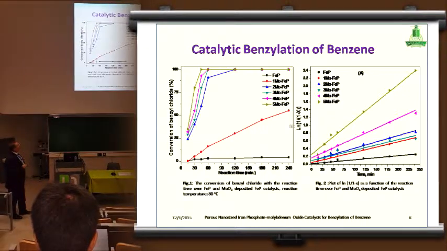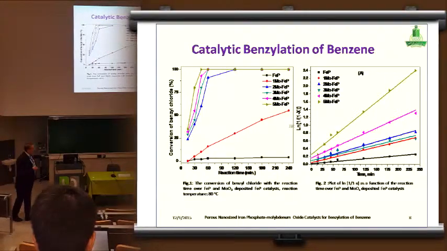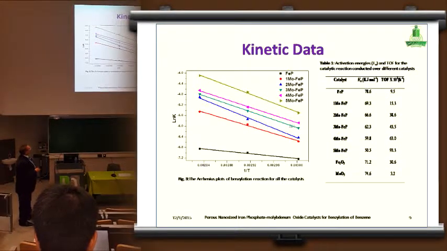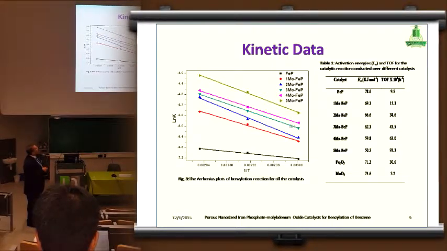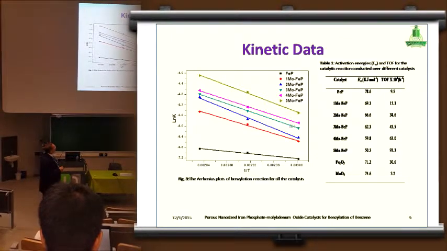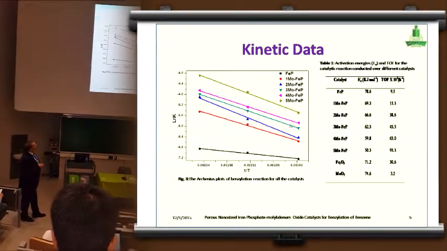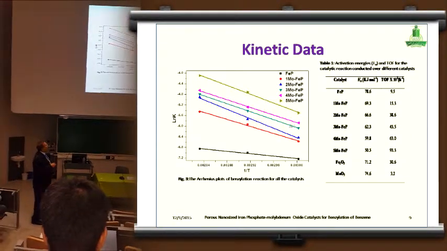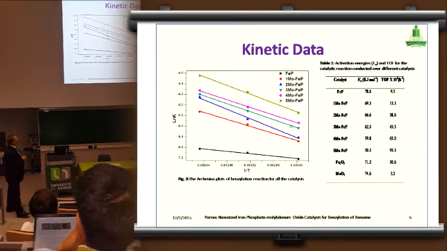We did some kinetic measurements in order to calculate the activation energy and see if it is still related to the amount of molybdenum, to understand what exactly is happening. The turnover frequency as well as activation energy are shown here in the table: the 5-molybdenum sample has the lowest activation energy as well as the highest turnover frequency for this reaction, while FeP, which is iron phosphate, shows the highest activation energy with the lowest turnover frequency, as we mentioned.